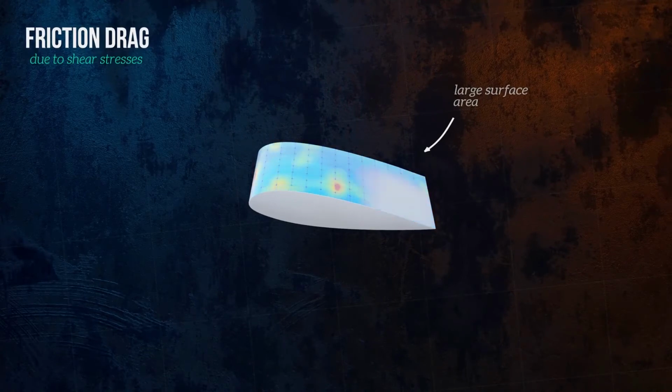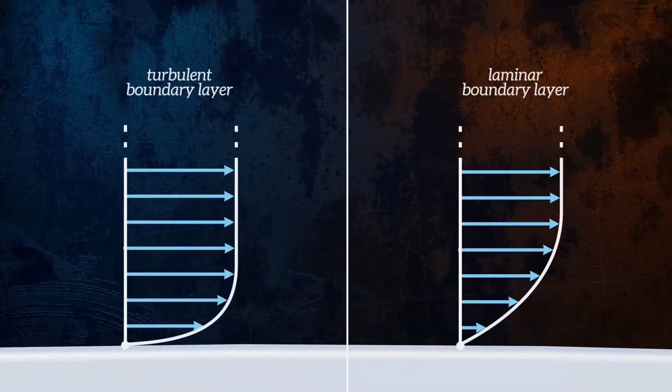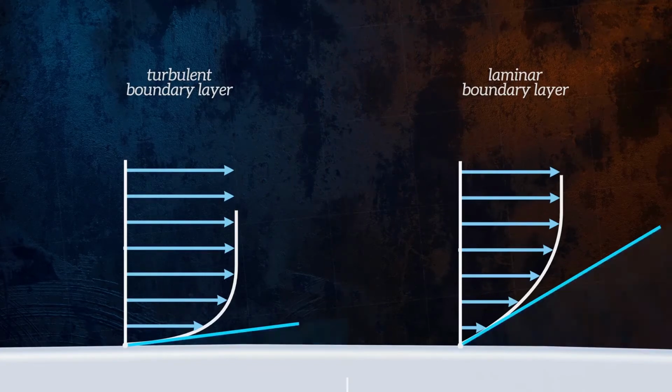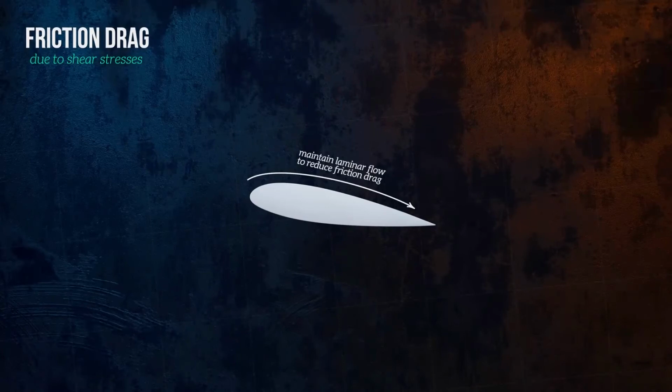We saw earlier that turbulence delays flow separation, which reduces the pressure drag. But for friction drag, it has the opposite effect. Laminar and turbulent boundary layers have very different velocity profiles. The velocity gradient at the wall is steeper in turbulent boundary layers than in laminar ones, and so turbulence produces larger shear stresses. So, to reduce friction drag, you want to delay the transition to the turbulent regime and maintain laminar flow for the largest possible distance around the object.